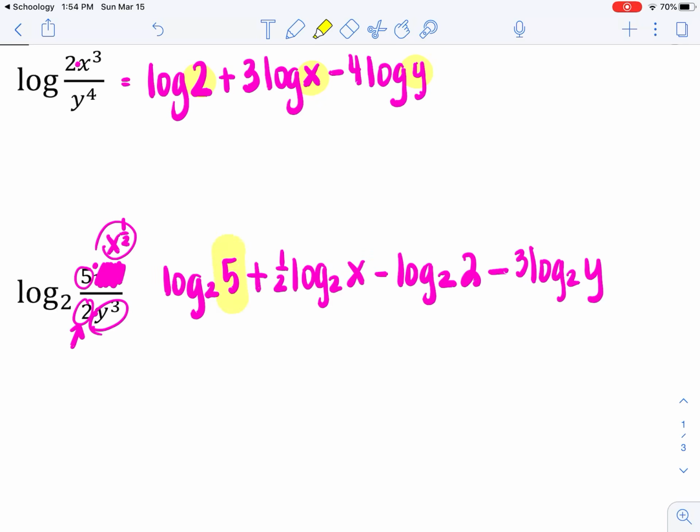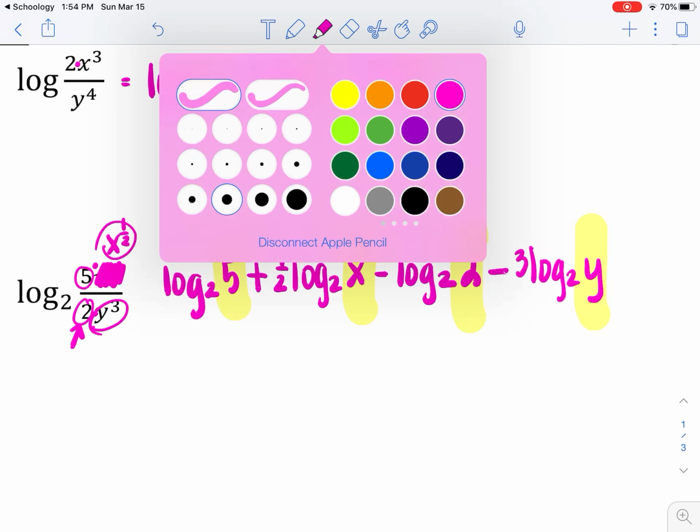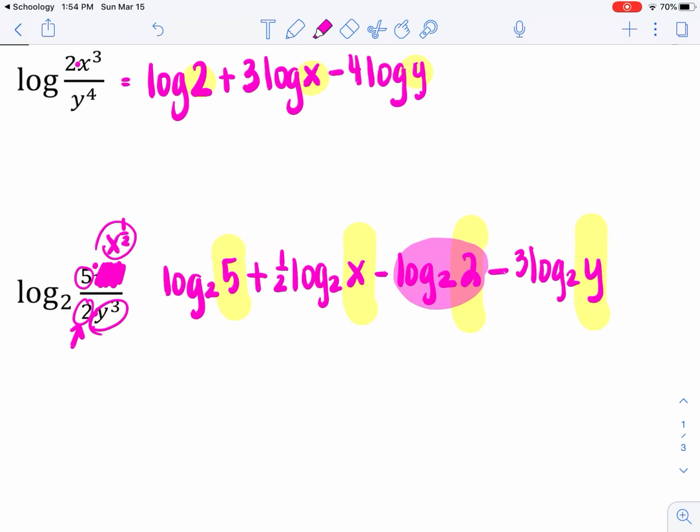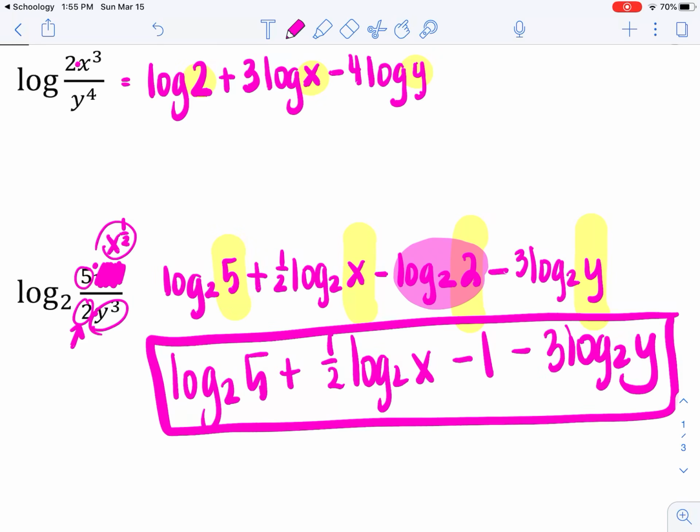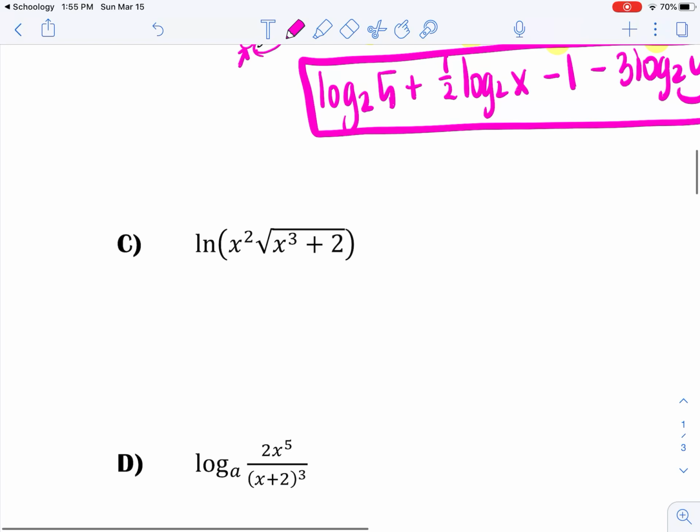So for this problem, first I'm going to look at all the arguments. Single, single, single, single. There's no multiplication there, so I'm good. Now I'm going to look to see if I can evaluate anything. This time I notice that I can evaluate something. Log base 2 of 2. It's asking me 2 to what power gives me 2, which I know the answer is 1. So my final answer, log base 2 of 5 plus 1/2 log base 2 of x minus 1 minus 3 log base 2 of y. The end. I say the end a lot.